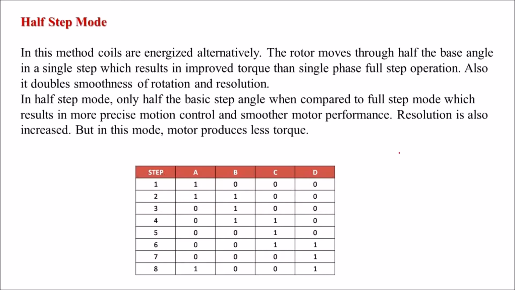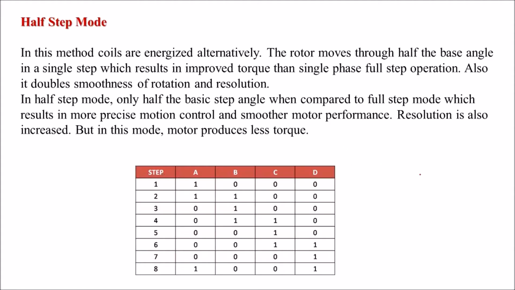In half-step mode, the coils are energized alternately. The rotor moves through half the base angle in a single step, which results in improved torque compared to single-phase full-step operation. Also, it doubles the smoothness of rotation and resolution. In this mode, only half the basic step angle is used compared to full step mode, which results in more precise motion control and smoother motor performance. Resolution is also increased, but this mode produces less torque.